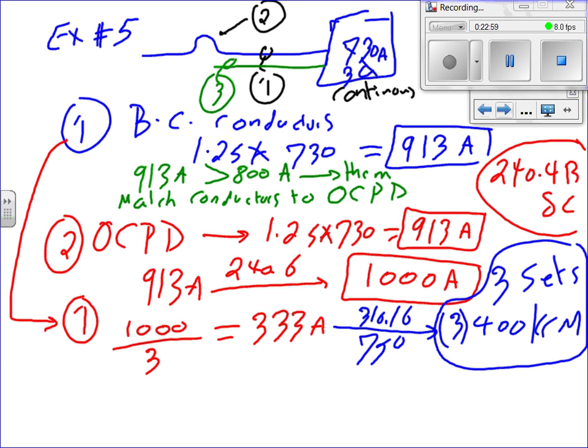Now look at my conductor size, and then I'm going to size my conductors for what? 913. My conductor's amps are 913, and my overcurrent protection device is 800. Am I okay? You always want your conductors either to match the overcurrent protection device, or the overcurrent protection device can be slightly bigger. If the overcurrent protection device is lower, it's okay. You're safe, right?